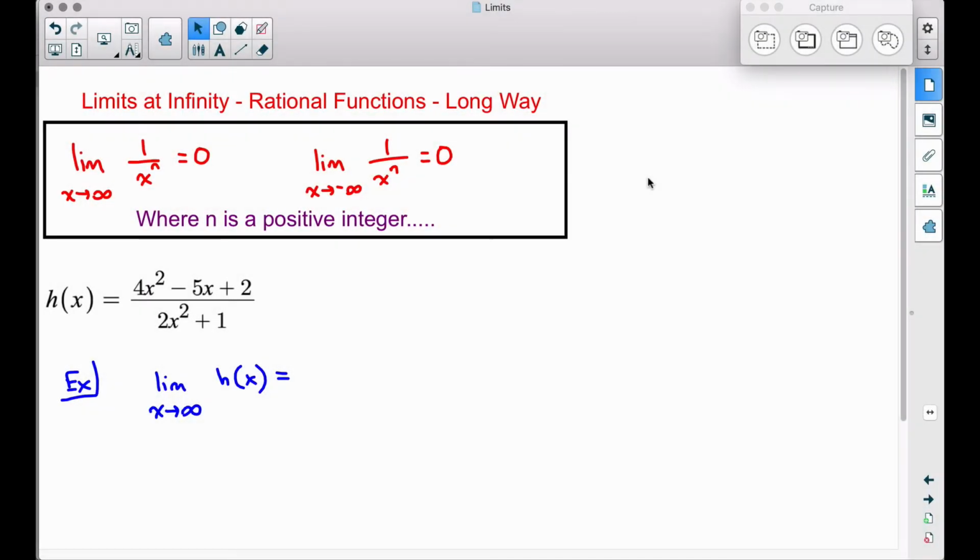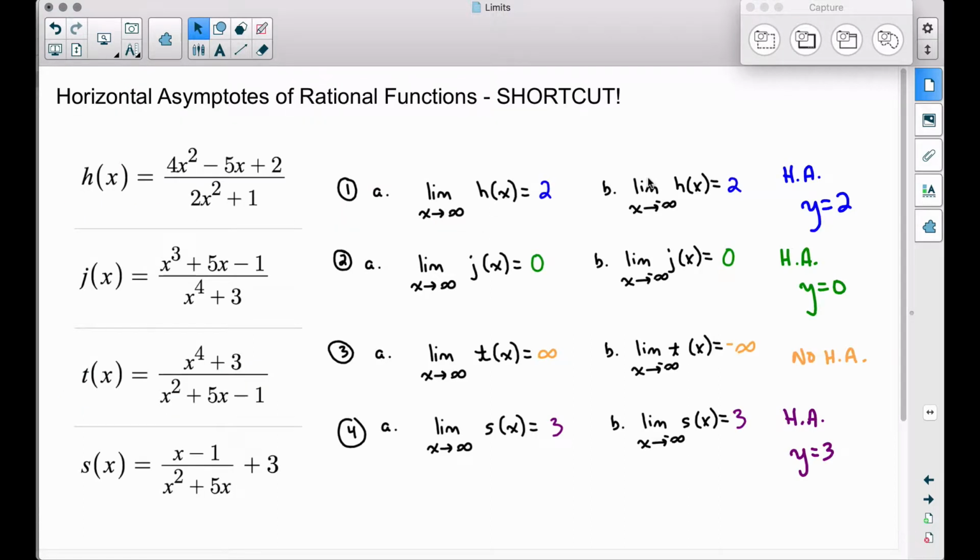In this video, we're going to look at the long way of doing limits at infinity for rational functions. In a previous video, we did look at the shortcut for doing the same thing, and really I'm going to take this example right here, this function h of x, and I'm going to do it the long way to show you how we do get a limit of 2, and that ultimately leads to our horizontal asymptote at y equals 2 for this function.